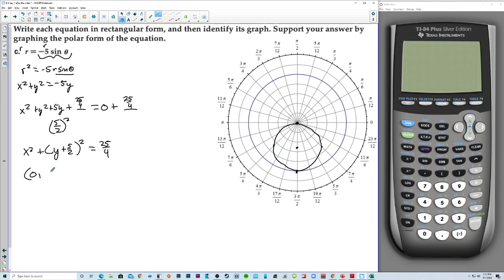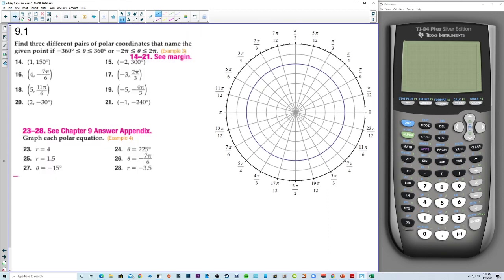Now, are we getting the same information from the rectangular version? Well, this says we have a center of 0, negative 5 halves. That's exactly what we have. 0, negative 5 halves is the center. And this is r squared right here, so the radius is 5 halves. And here the radius is 5 halves. Therefore, the diameter is 5. So it doesn't matter if we're graphing in polar or if we turn it to rectangular. We should be extracting the exact same information, and it should be the exact same graph. So that's a completion of 9.3.